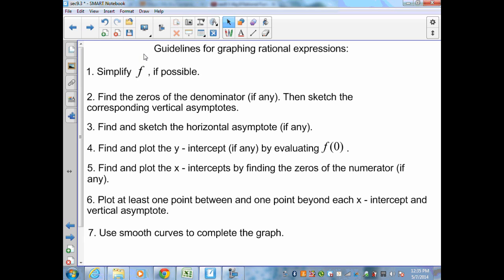Section 9.3 continued. Graphing rational expressions. These are the guidelines for graphing rational expressions. Use these when you complete your assignment.